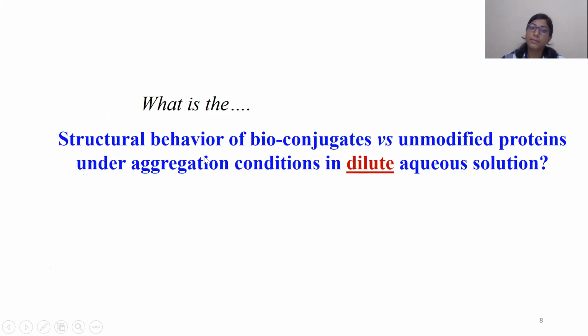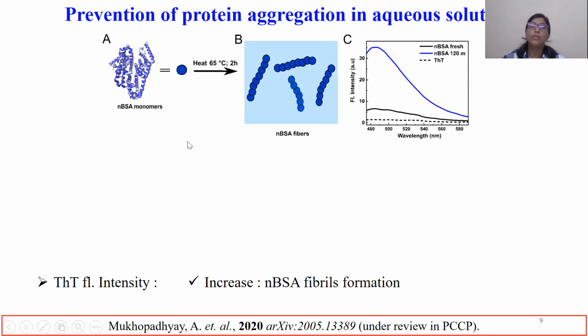Now, what is the structural behavior of these bioconjugates versus unmodified proteins under aggregation conditions in dilute aqueous solution? We take a native globular protein, BSA, and the blue schematic representation is for the native BSA monomers. When we heat these native BSA monomers under literature-known protein aggregation conditions for 2 hours, we see almost a 4-fold increase in the fluorescence intensity. This clearly signifies that native BSA forms fibrils in solution after 2 hours.